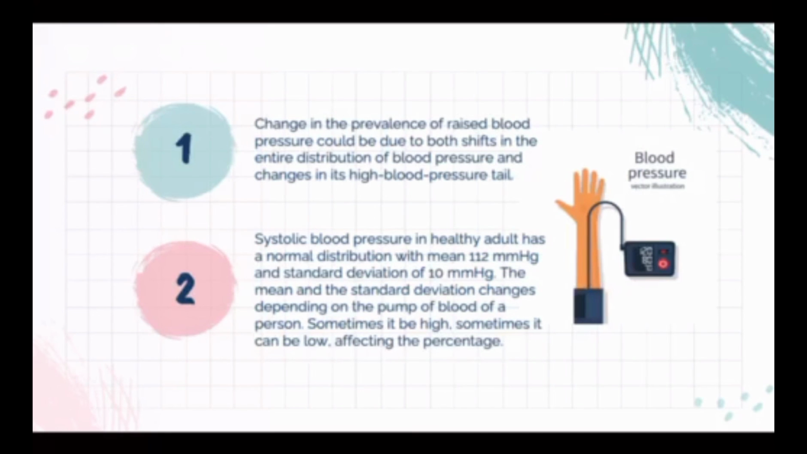Change in the prevalence of raised blood pressure could be due to both shifts in the entire distribution of blood pressure and changes in its high blood pressure tail. Systolic blood pressure in healthy adults has a normal distribution with mean 112 mm of mercury and standard deviation of 10 mm of mercury. The mean and the standard deviation change depending on the pump of the blood of a person. Sometimes it can be high, sometimes it can be low, affecting the percentage.